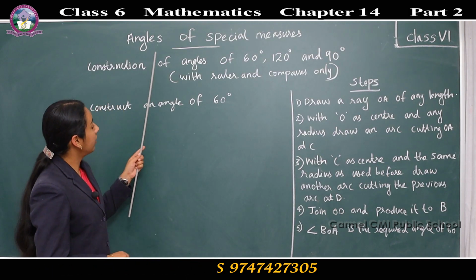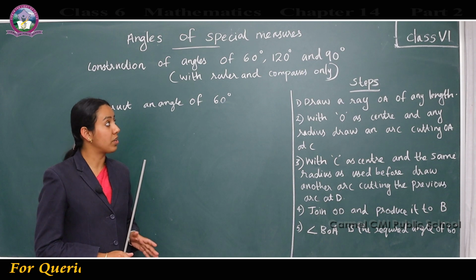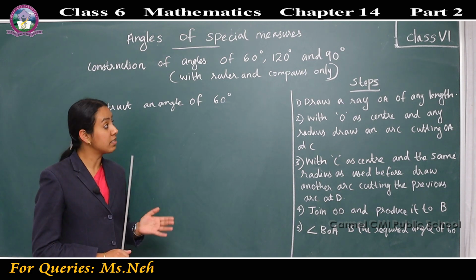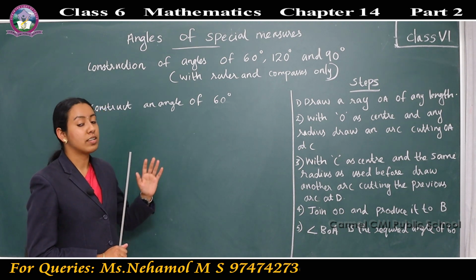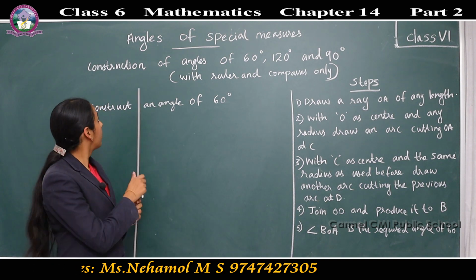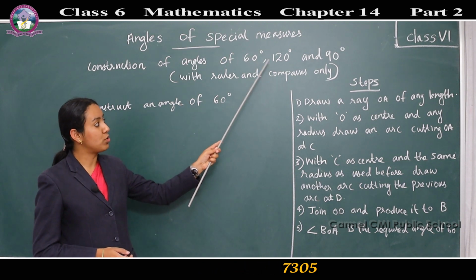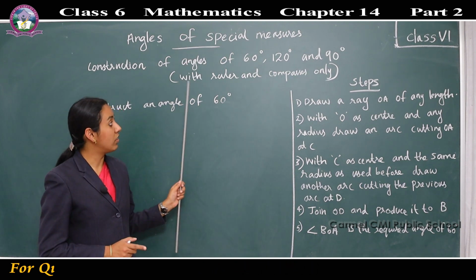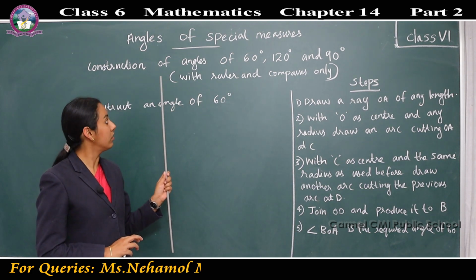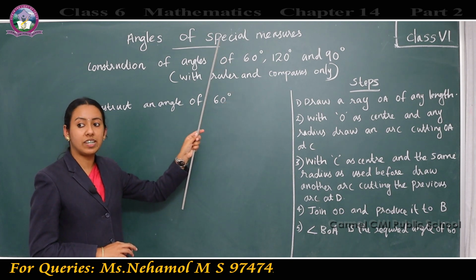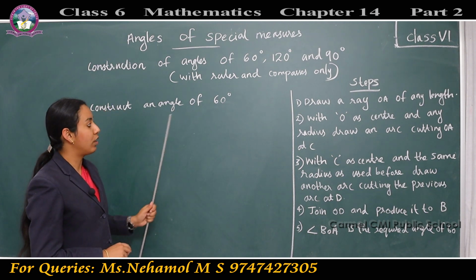Next topic, angles of special measures. There are some accurate methods to construct angles of special sizes without a protractor. Now we are going to study construction of angles of 60 degree, 120 degree and 90 degree with the ruler and compasses only. Then first one, construct an angle of 60 degree.